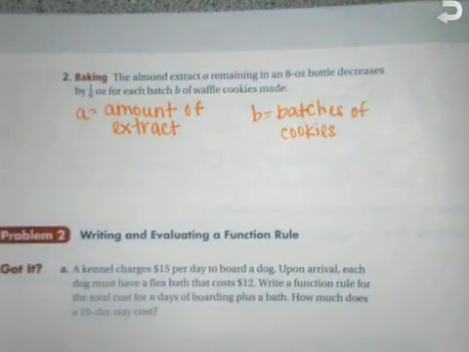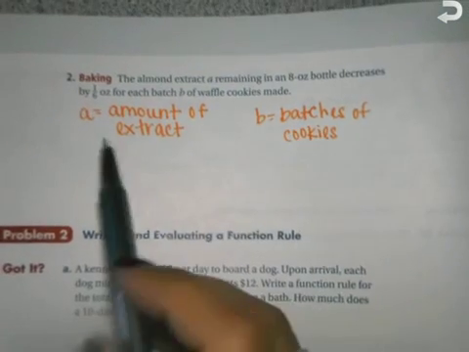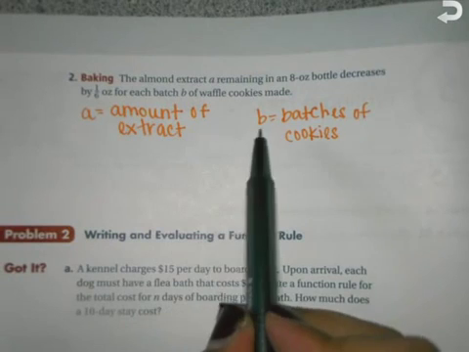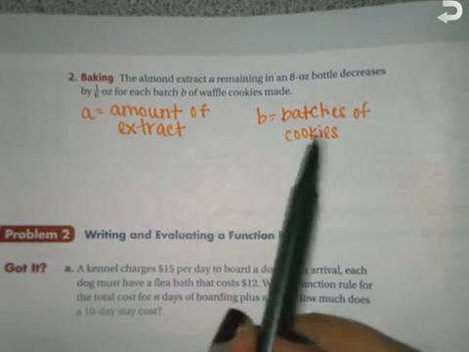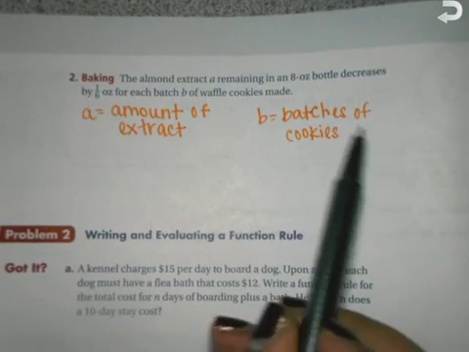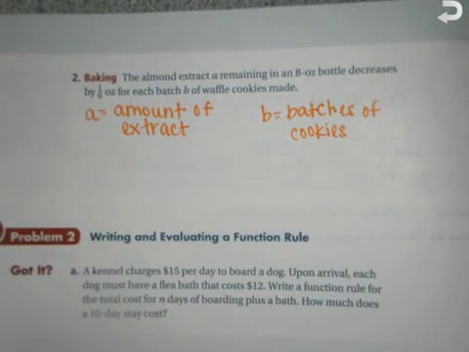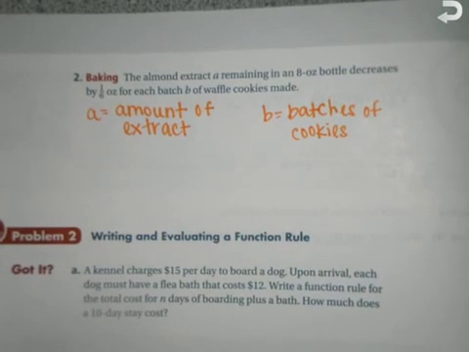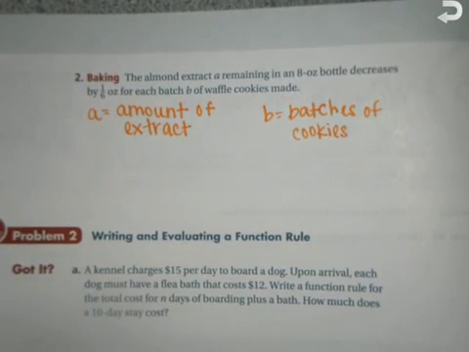Okay, so that's what you should have put. If for A, you wrote down amount of extract remaining, that's even better. B, if you put batches of waffle cookies, that's even better too. Okay, but the total amount left and the total amount remaining and the total amount in the bottle, it's all the same. Okay, so guys, we're going to build this one together.